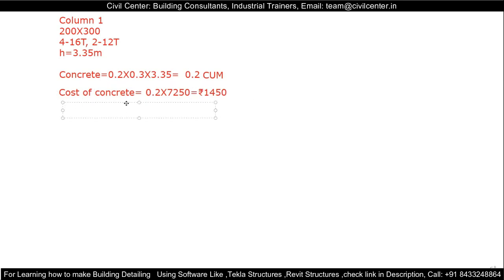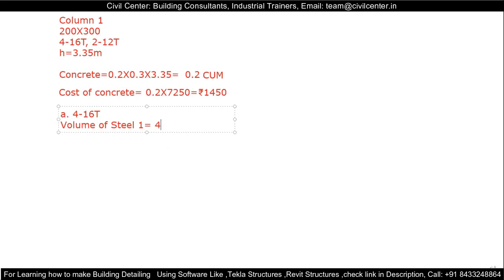Now let's calculate the cost of steel. So we have two types of steel. So first of all, we will go for 4 main reinforcement of 16 mm dia. Then let's calculate the cost. So to calculate that, we need the volume first. Volume of steel 1. Okay, so how much is it?